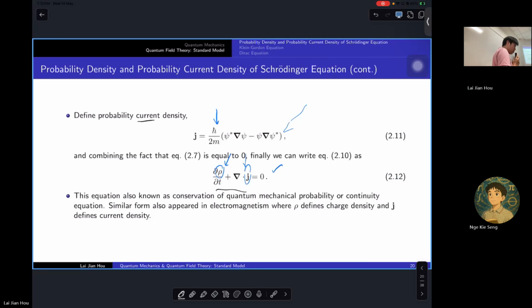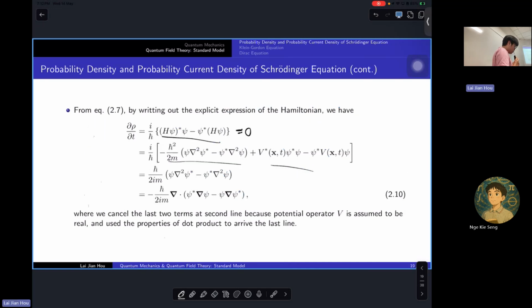Put del on J. Del on J is the first line, right? This one is J, this one is del J. Del J equals the first line. Yes, so del J equals the first line. No, because we cancel the term of the potential part.